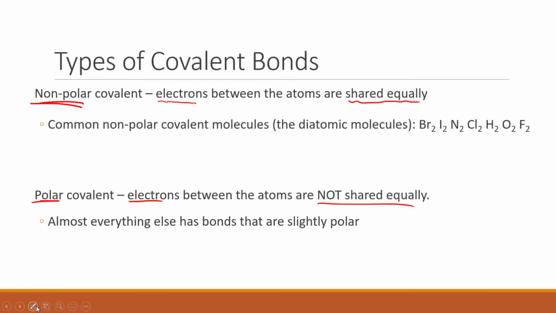When we talk about bonds being polar or nonpolar, for a nonpolar bond, for electrons to be shared equally within a bond, we need the same element on either side of the bond. That will make this a nonpolar bond.